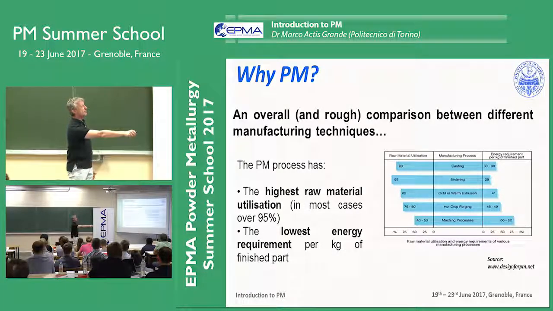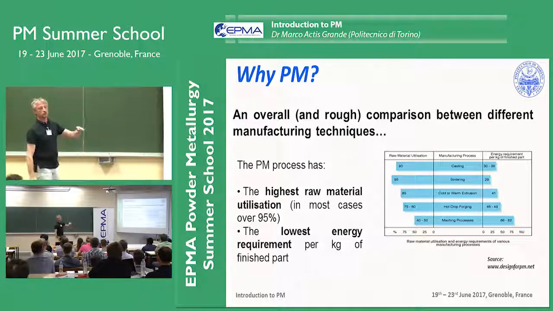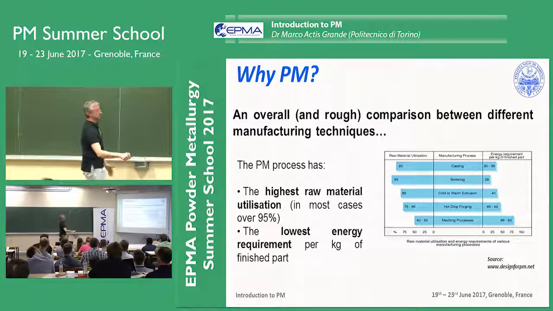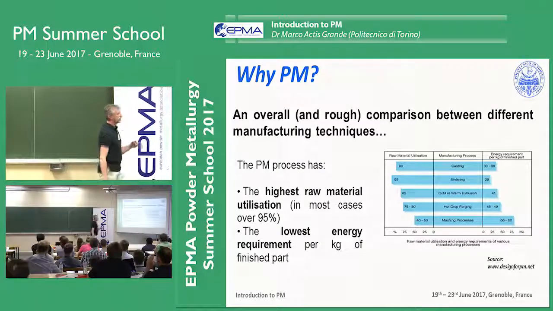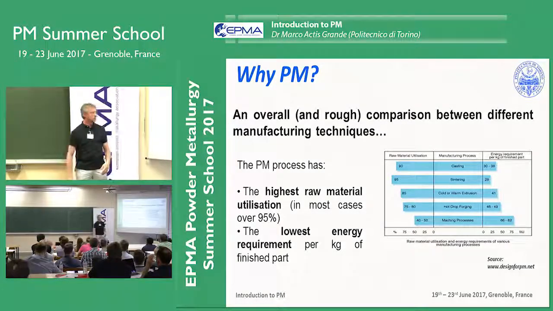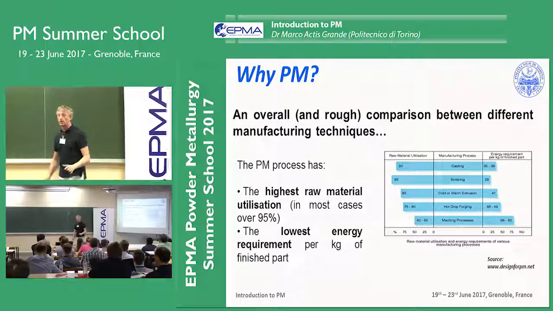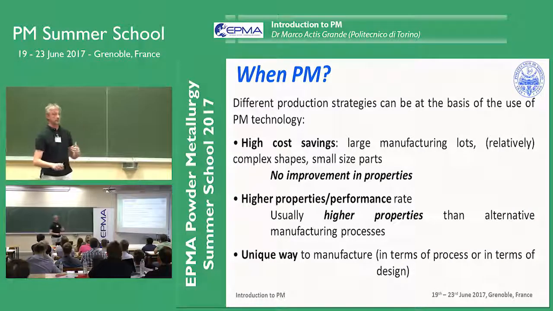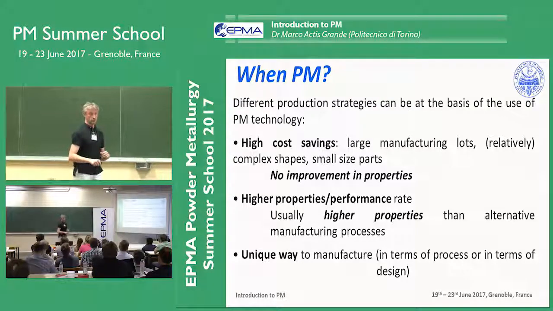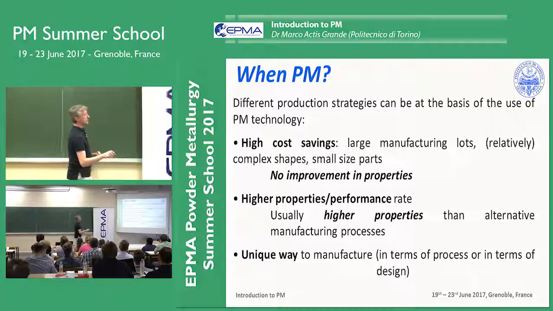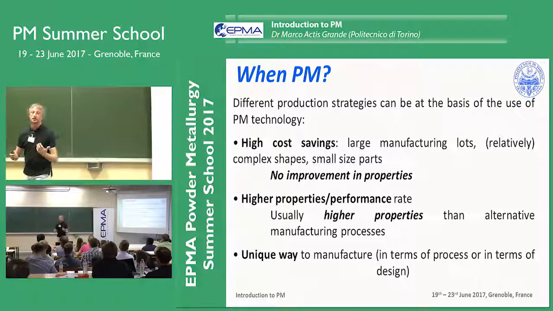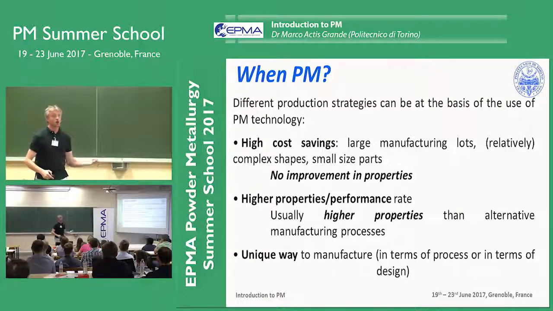But I mean, if we go for the raw material utilization, the sintering process, or the PM process in general, is going to levels which are around 95%. And at the same time, it is providing, for the majority of cases, the lowest energy requirement per kilogram of finished part. Now, these are, again, good reasons to go for PM, but we have the last W. That's to say, when we can use PM. Actually, there are different occasions or different cases when PM can be used or should be used.